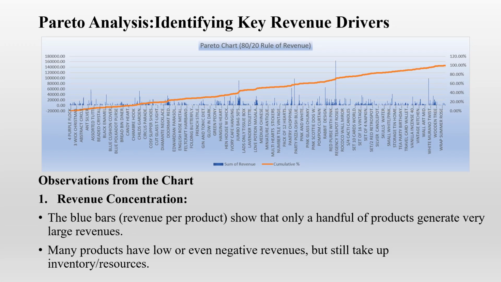Now, we also performed a Pareto analysis, identifying key revenue drivers. Now, this is the chart. What is our observation from the chart? Number one, the revenue concentration. The blue bars, that is revenue per product, shows that only a handful of products generate very large revenue. Many products have low or even negative revenue but still take up inventory space or resource space.